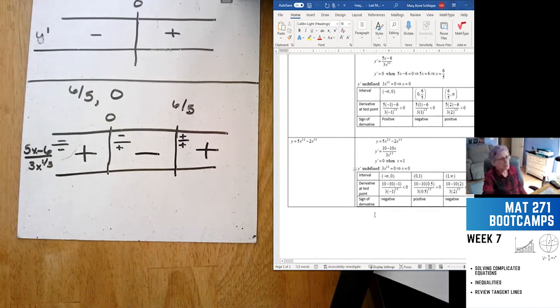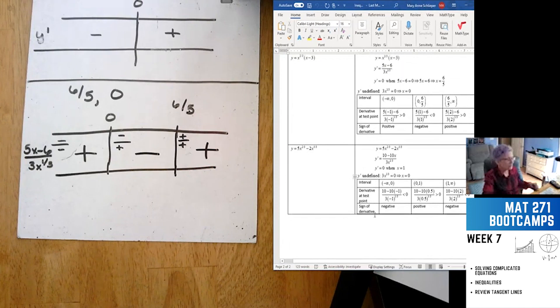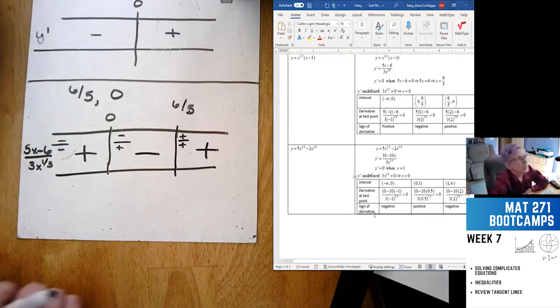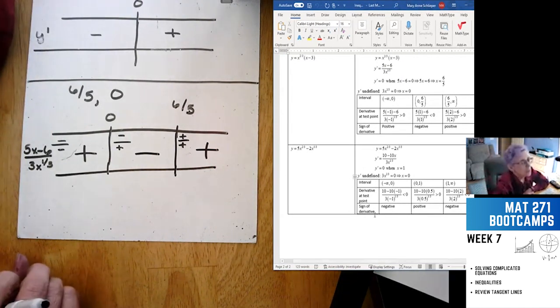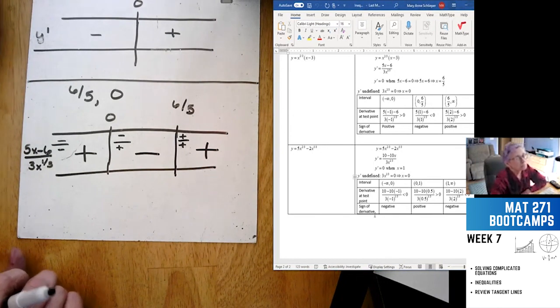This one's almost exactly the same. It had zeros at 1 and was undefined at 0. And it's the same principle. That denominator depends upon the sign of x. The numerator is going to be negative when x is greater than 1 and positive when x is less than 1.